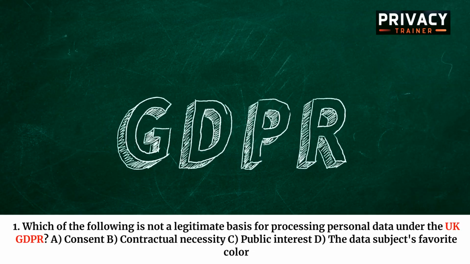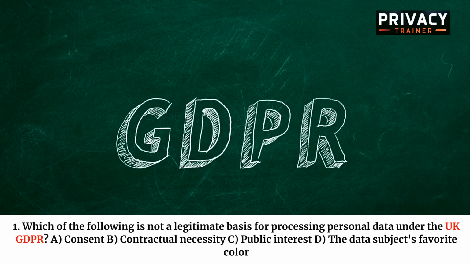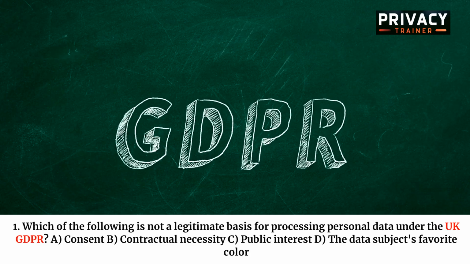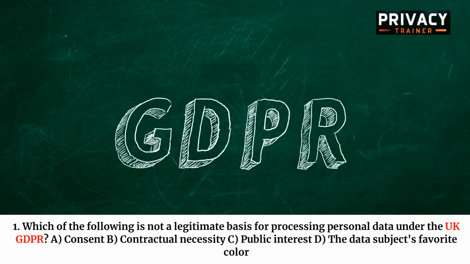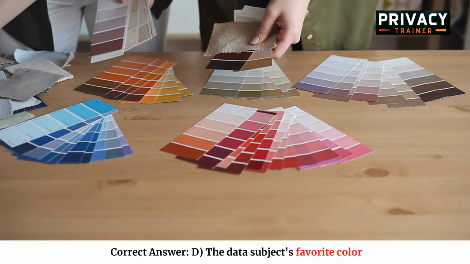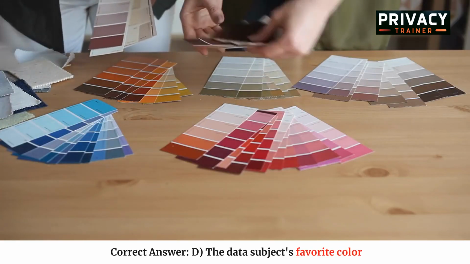1. Which of the following is not a legitimate basis for processing personal data under the UK GDPR? A. Consent. B. Contractual necessity. C. Public interest. D. The data subject's favorite color. Correct answer: D. The data subject's favorite color.